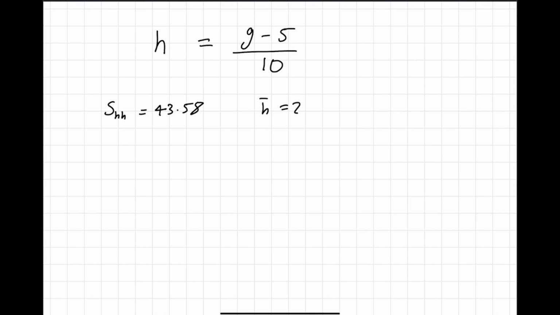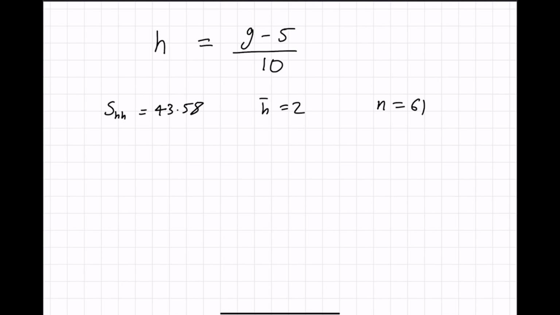So let's say you have some code, and the code for H is g minus 5 over 10. So it's the same example that many people often have in their books, and I'll just try and explain that. They've given you SHH is equal to 43.58. They've said that H bar is equal to 2, and they've said that N is 61. So this is probably the same example you've got, and I just want to explain how that works.